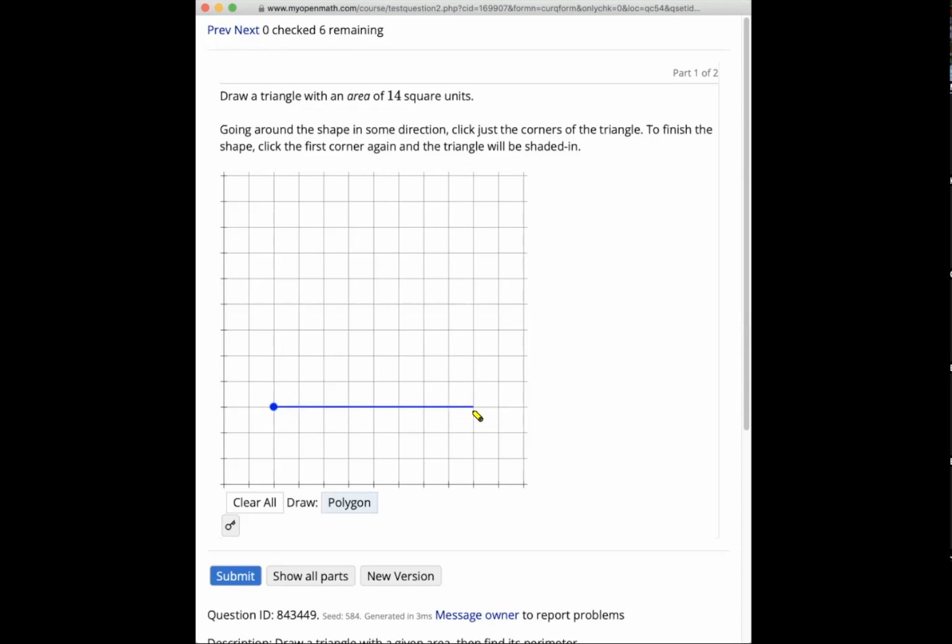Well, base times height over 2 should be 14. That means base times height should be 28. Base times height is 28. I'm thinking 4 and 7. So 2, 4, 6, 7. And anywhere where the height is 4 should work. Anywhere. These all have the same area, even this crooked one.